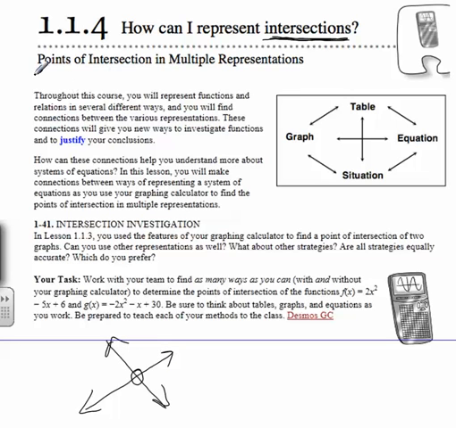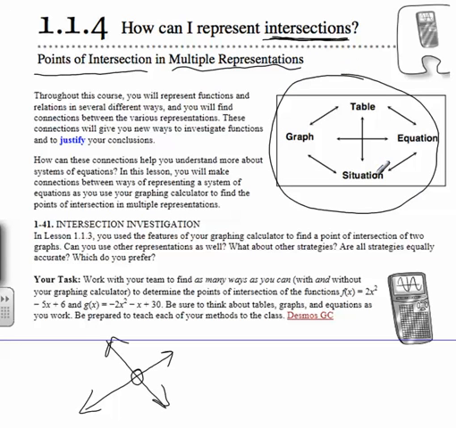So we're going to be looking at the points of intersection, two graphs in one, and we're also going to look at multiple representations. This is our multiple representations graph. There's 4 main representations of any kind of math situation. There's a table of the information, the inputs and outputs, a graph that models that, an equation, and the situation that it belongs to.